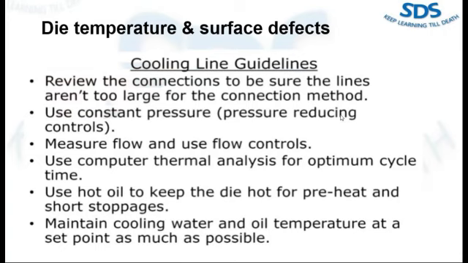Use computer thermal analysis to determine the optimum cycle time. Use hot oil to keep the die hot during heat and stoppage in production. Short stoppage in production means whenever the production stops, you have to do some warm-up shots, so it takes time or causes some wastage. If you are using hot oil to keep the die hot, it will not take time or cause this kind of warpage and shot wastage.